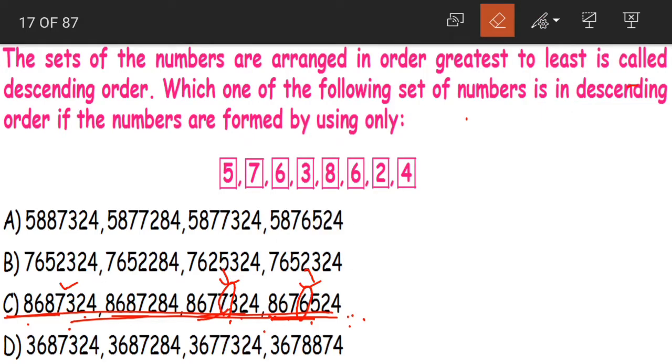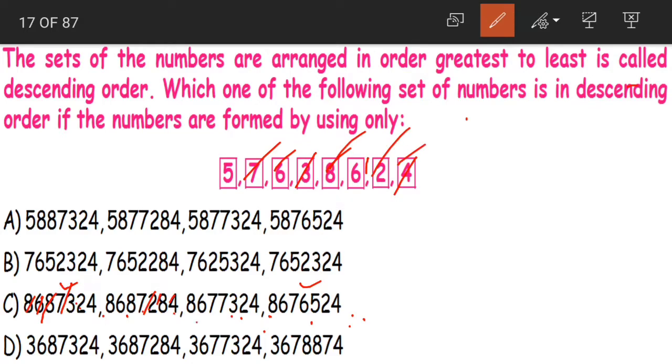Now let us check whether these are formed using the given digits only. Do we have 8? Yes. Then do we have 6? Yes. Again, do we have 7? Yes. 3, 2, 4 are also there. Now next, 8, 6, 8, 7, all are there.